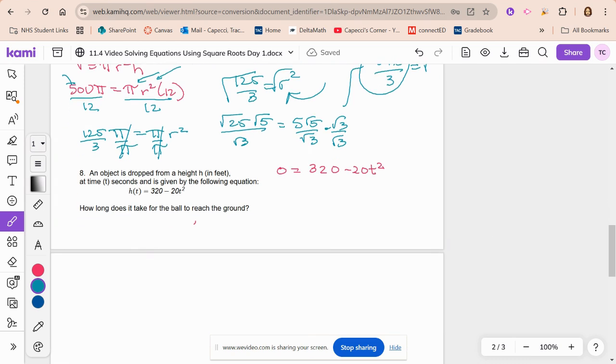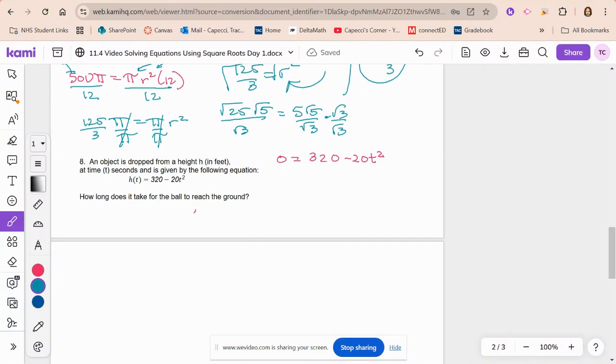Okay. Let's take a look at our last one. It says an object is dropped from a height, h in feet, at time t, and is given by the following equation. So they give us an equation. How long is t, that's what I'm trying to find, will it take for the ball to reach the ground? So the height, if it hits the ground, is 0. It's 0 inches off the ground, or 0 meters, or 0 feet. It's 0. So I'm trying to decide what t is. How long is that going to take to happen?